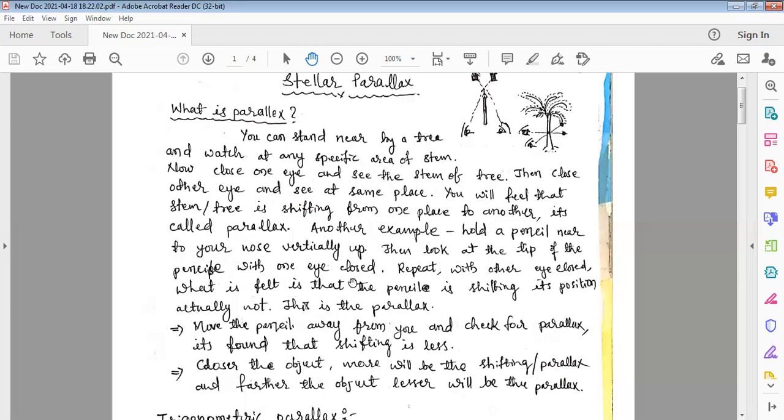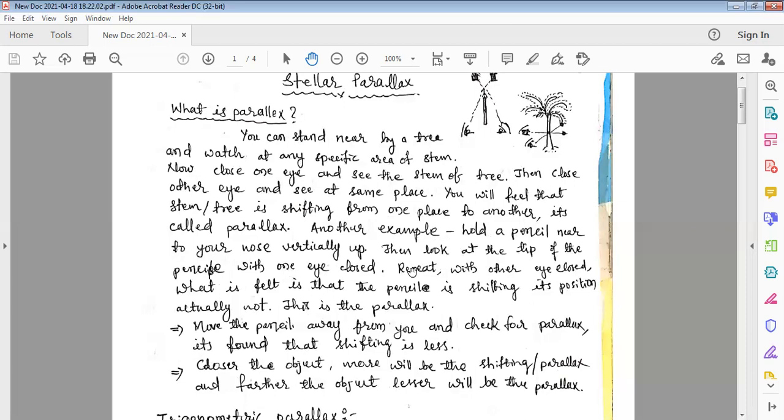Then repeat with the other eye closed. That means again you close this eye and look with the help of this eye, and again you will see that the tip of this pencil is shifting. So this is the apparent shift. Initially you will feel that the tip of the pencil is here, and when you suddenly switch over to the other eye, you will feel that the tip of the pencil is here. This is due to the phenomenon of parallax.